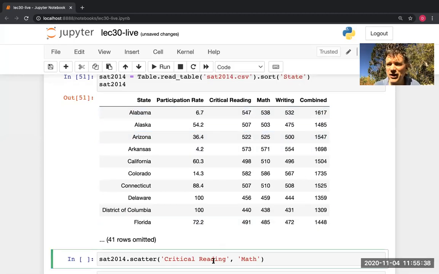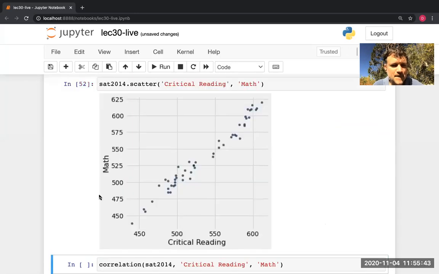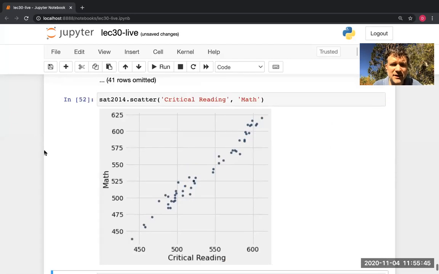So let's visualize this data set to understand what's going on. And here's a scatter plot that looks at the relationship between the math score and the critical reading score. And when you look at that scatter plot, holy cow, look at that. All right, strong association or weak association?